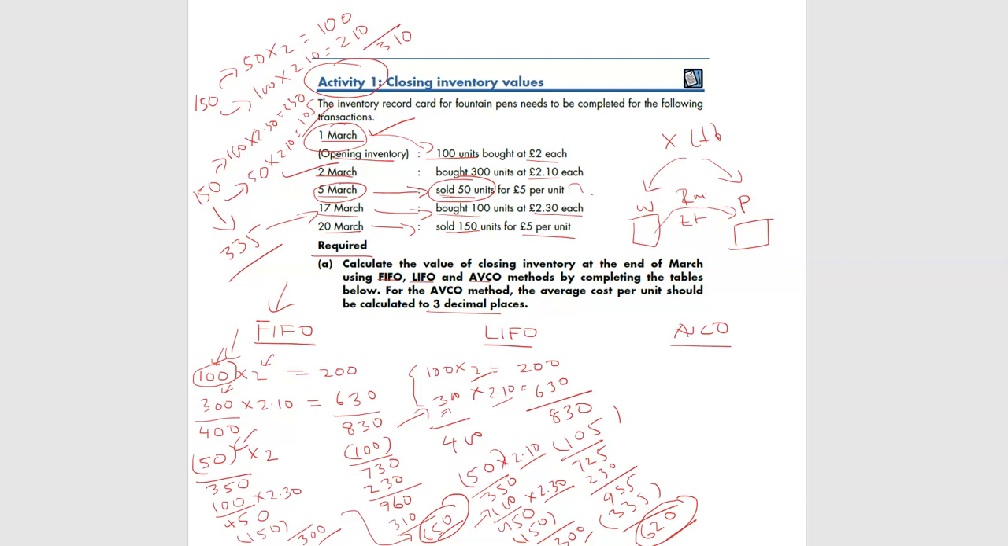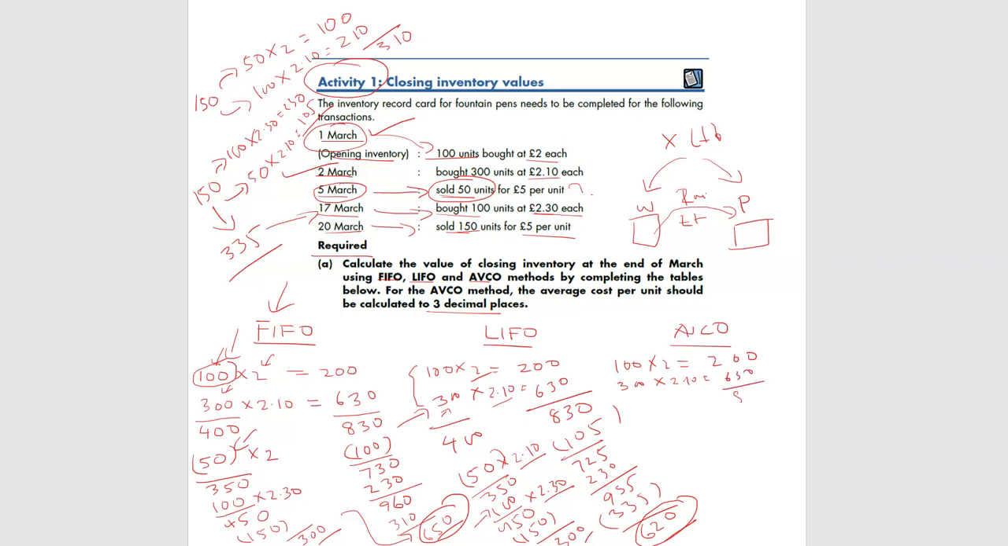Alright, let's understand the next one, the AVCO. Now AVCO is quite easy, to be honest. All you need to do is make the average. So let's say we have the opening of 100 unit. For the 100 unit, same thing, 100 unit times 2 gives me 200. Then we purchase another 300, so 300 times 2.10, and that gives me 630.